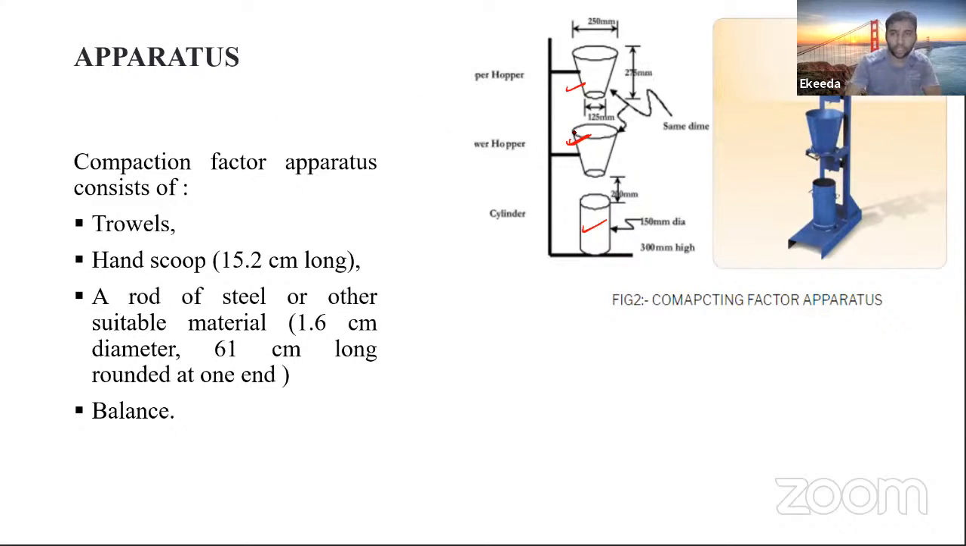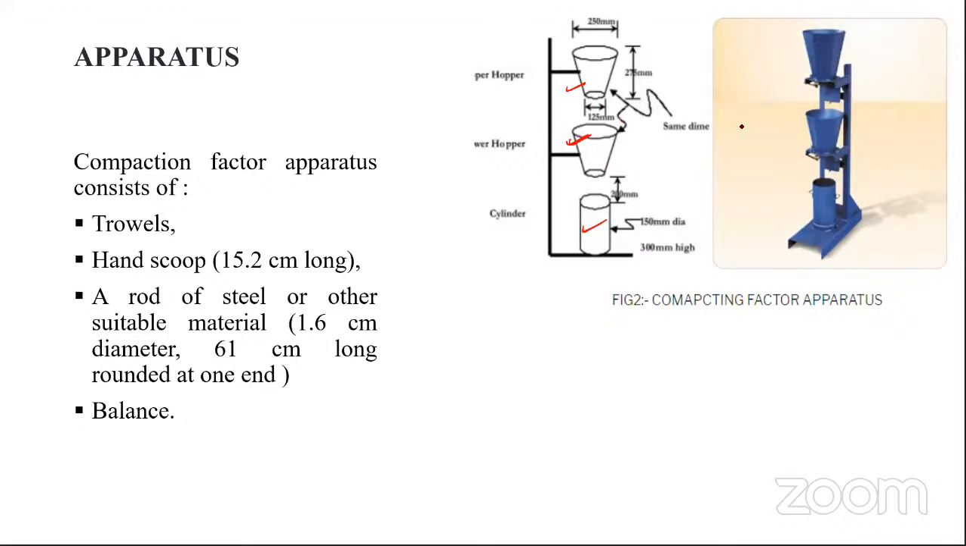Now, the equipment is just like this: the two hopper bottoms, which are shown here, and one cylindrical mold, which is shown here. This type of test is generally suitable for low workable concrete. It means concrete in which the water cement ratio is very low is known as low workable concrete. If we have to do the workability test on that concrete, then we perform the compaction factor test.